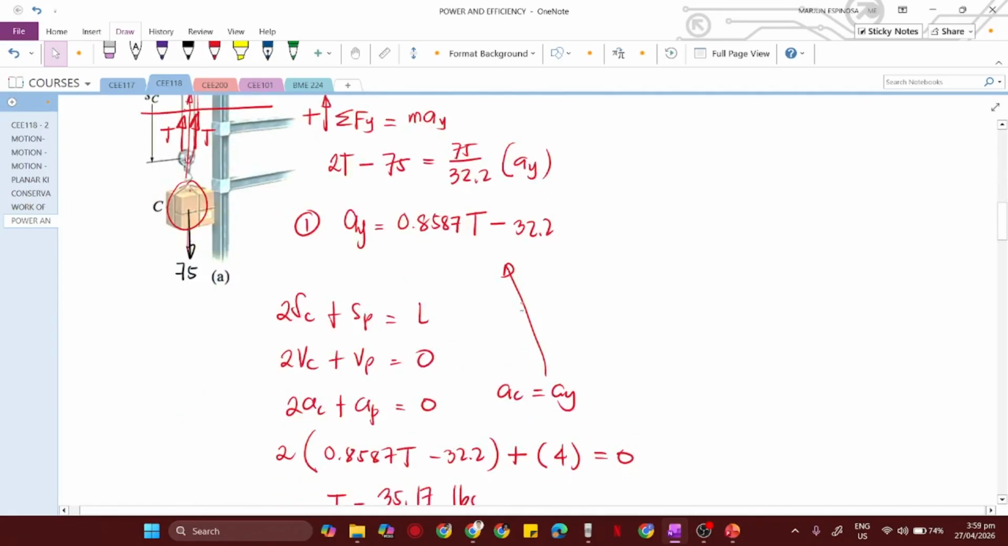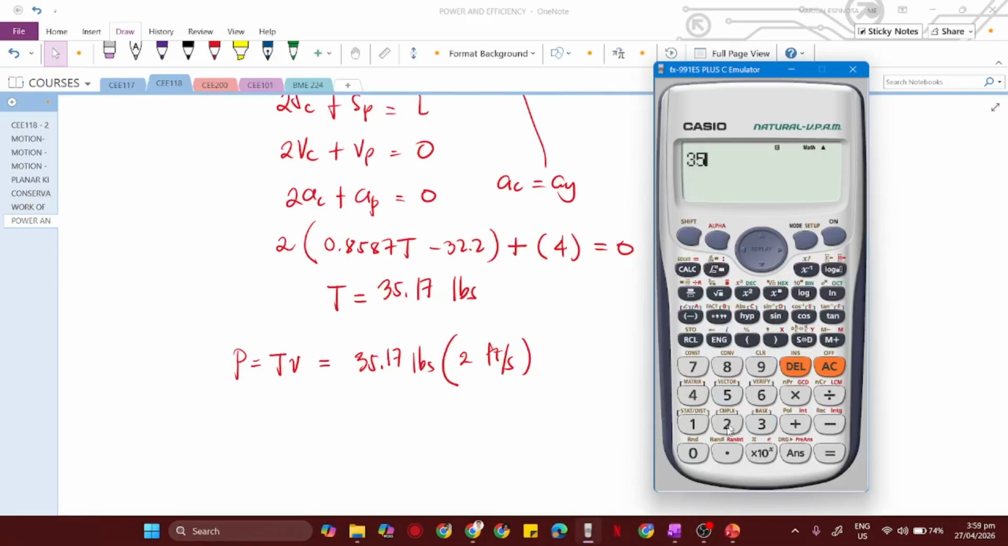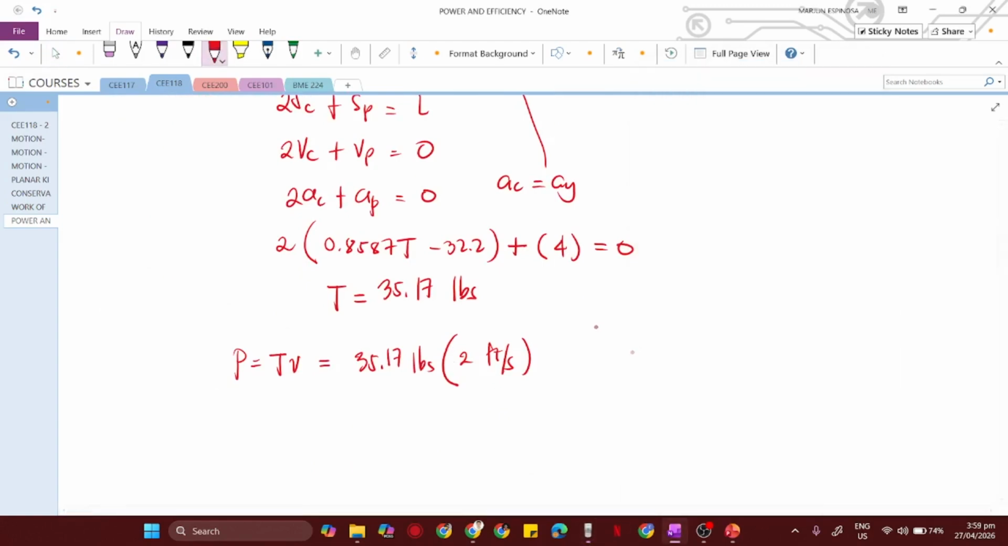Ano yung makukuha nating value dito, everyone? Hello? How about this one? Ano yung value na makukuha natin dito? 35.17 times 2. 70.34, sir. 70.34. That is pound-feet per second. Yan, no?